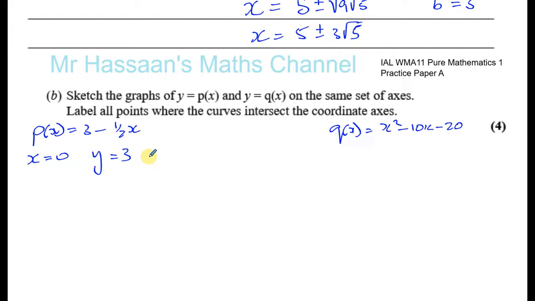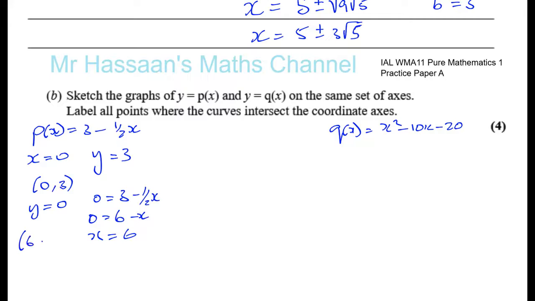Okay, and for example, if I put y equals 0, I'll have 0 equals 3 minus a half x. So I can say that a half x, if I multiply by 2, I'll have 0 equals 6 minus x, so x equals 6. Okay, so that's the point (6, 0). So I know it passes through these 2 points. Okay, so I can draw the line.